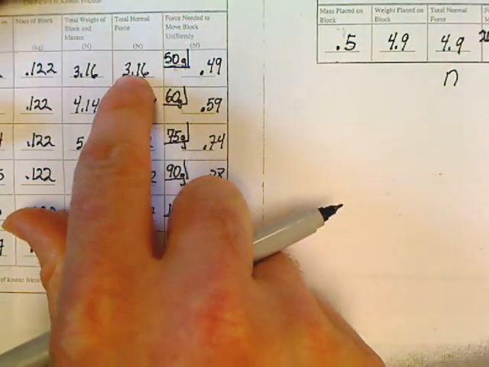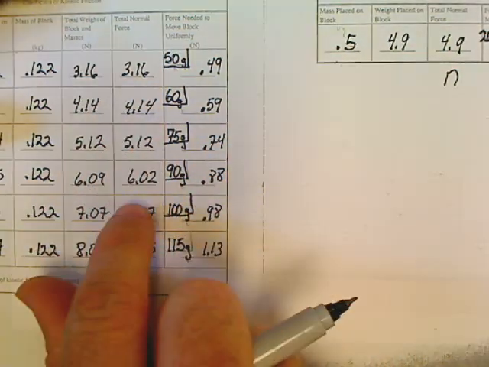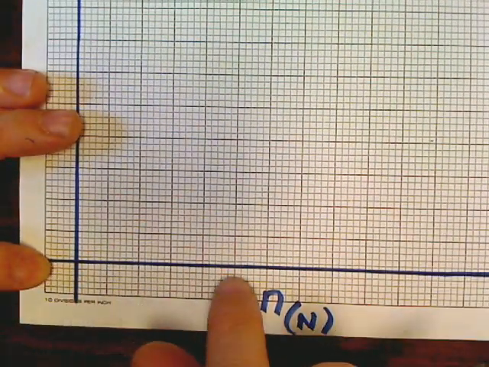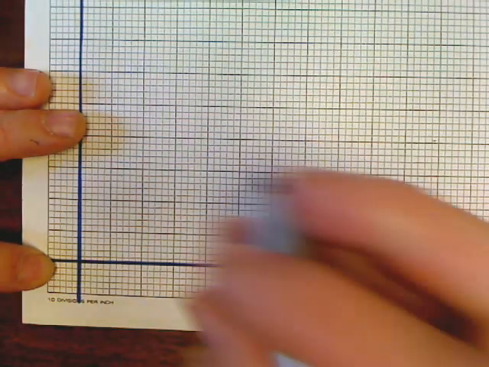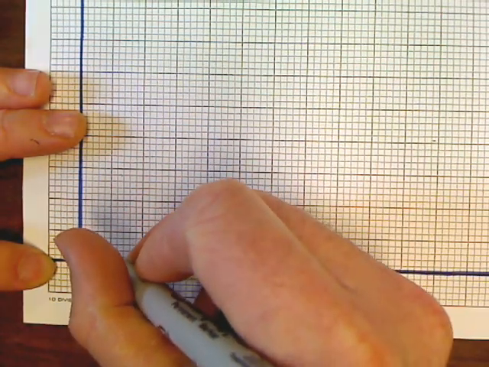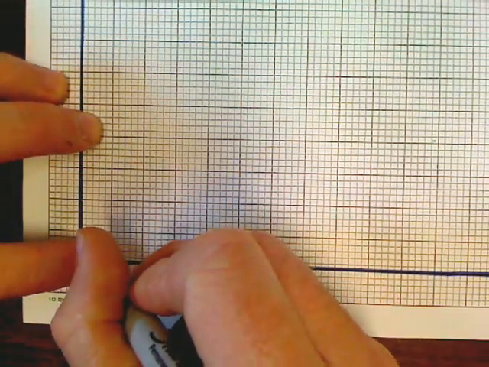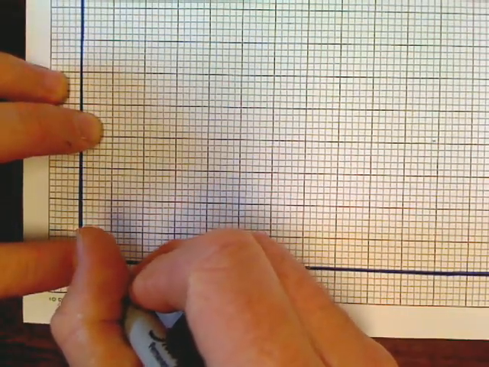Across the bottom, my numbers look like 3, 4, 5, 6, 7, 8. So here's what I'm going to do across the bottom: 1, 2, 3, 4, 5, 6, 7, 8. I'm going to make every one of these bold lines across the bottom count for 1. So that's going to be 1.